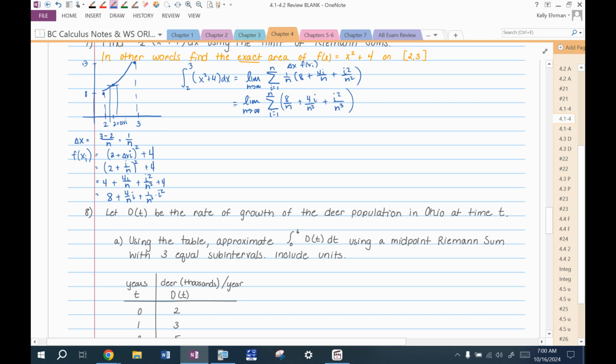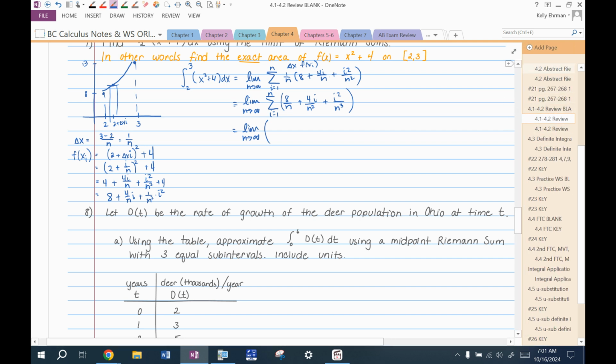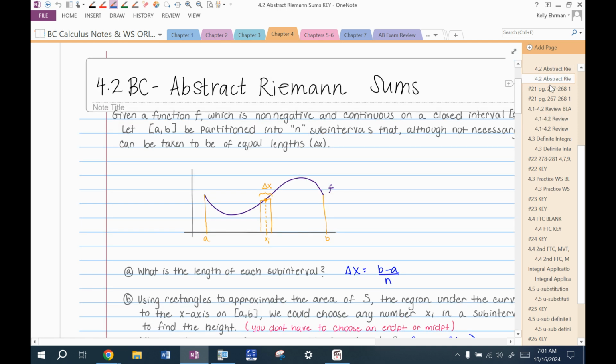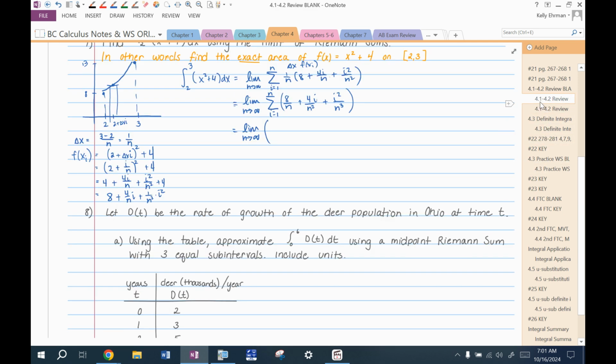So the next step, once you get this set up, is to get rid of the summation symbol by saying what these are going to add up to. So keep the limit as n approaches infinity. Okay, and then what are our rules? If you need to have your notes out, you can have your notes out for this. So when you have a constant, when you get rid of the sum, it'll be n times the constant.